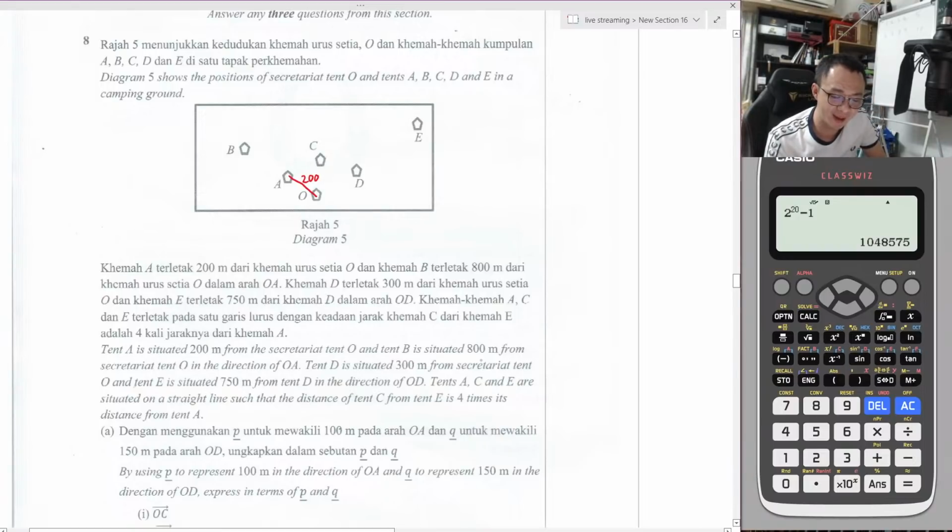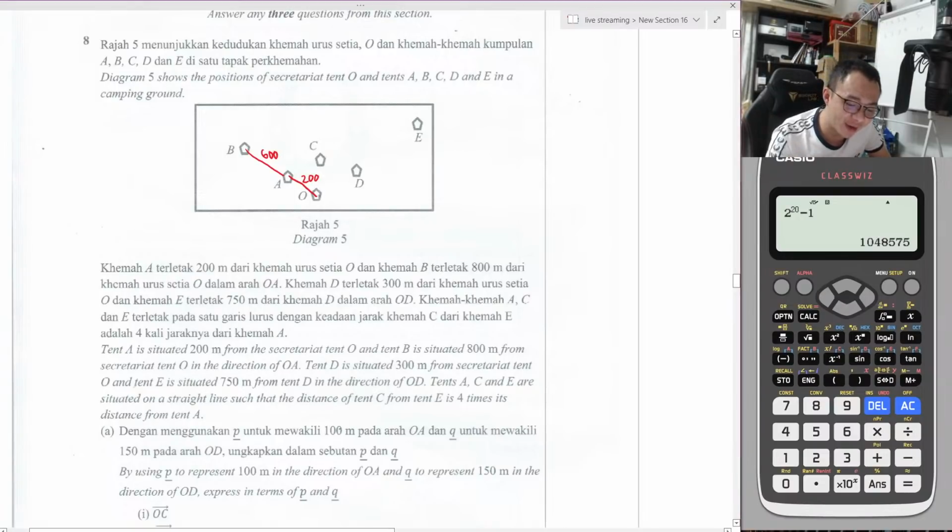Then 10B is 800 from the O in the direction of OA. So they are the same straight lines. So here is plus another 600, because it's 800 away, right? 200 plus 800 plus 600, you get 800, right? So it makes sense. And they are the straight line because in the same direction.